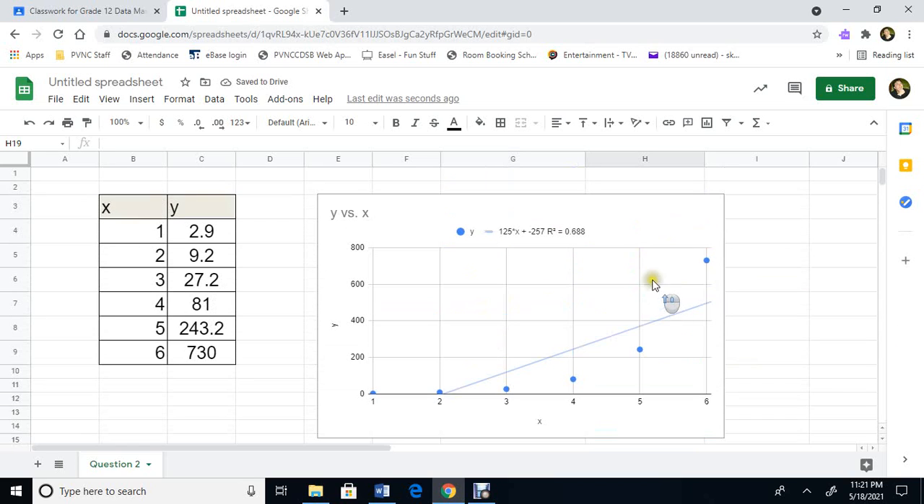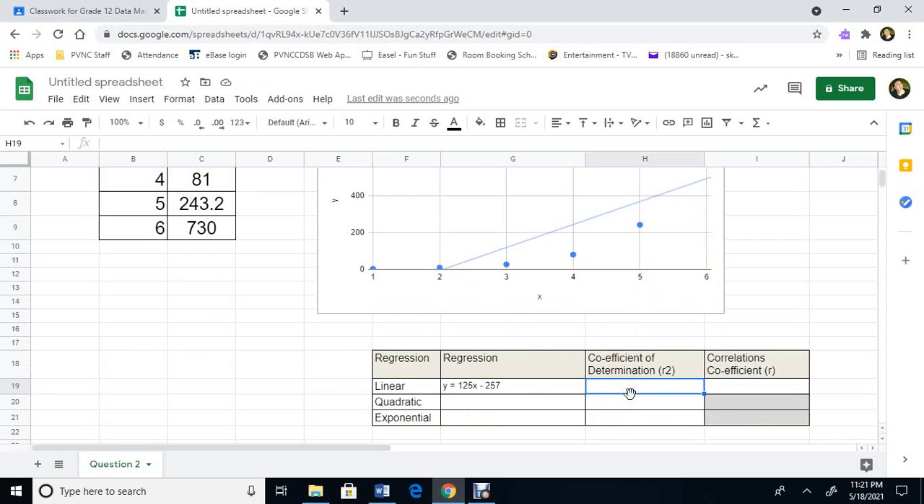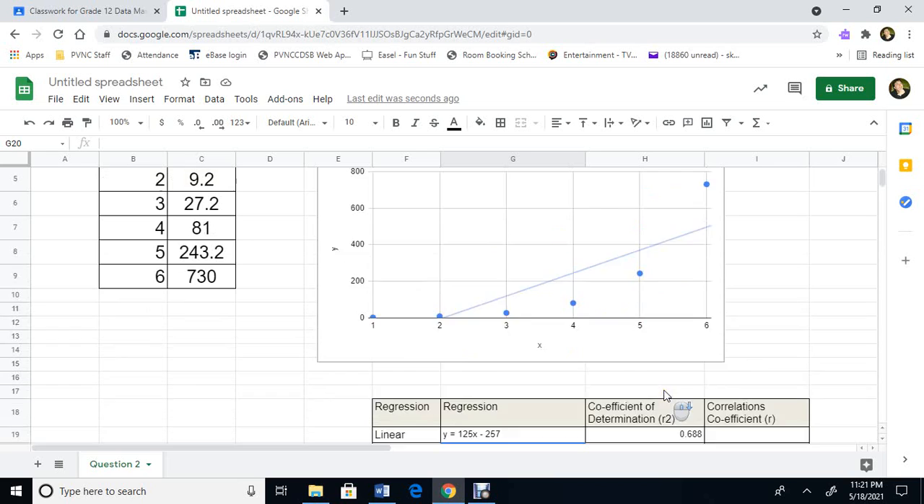The coefficient of determination, r squared, is 0.688. And to find r, you just square root it and you can type it in there. Let's go find the quadratic equation. So far we've got the linear equation and the coefficient of determination.